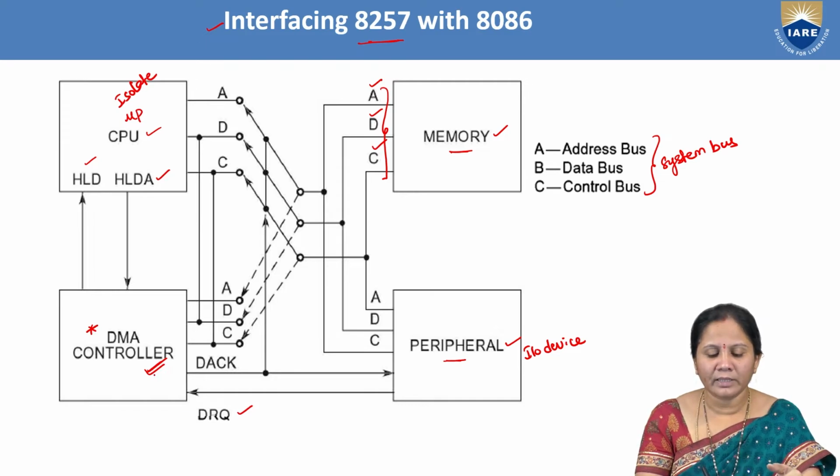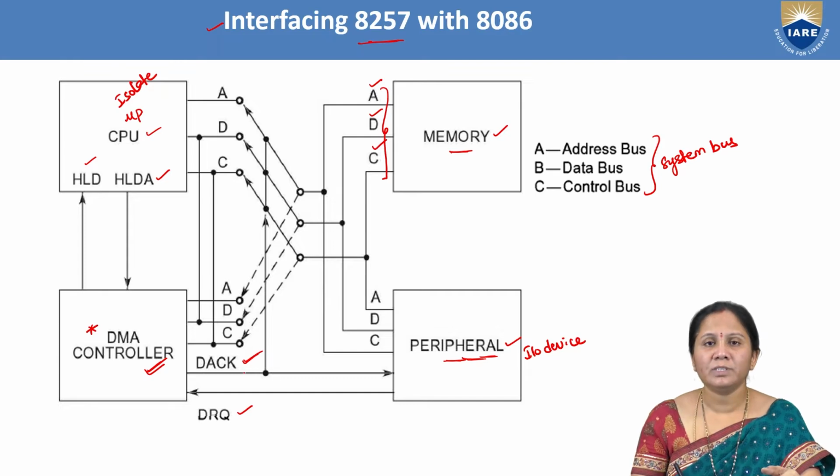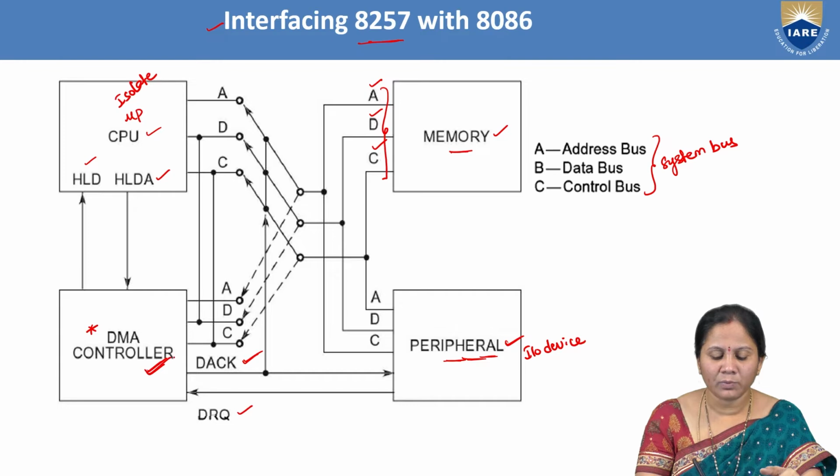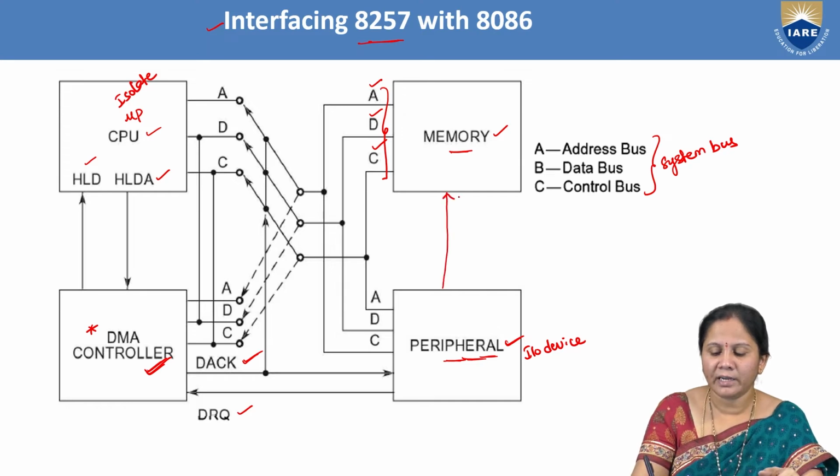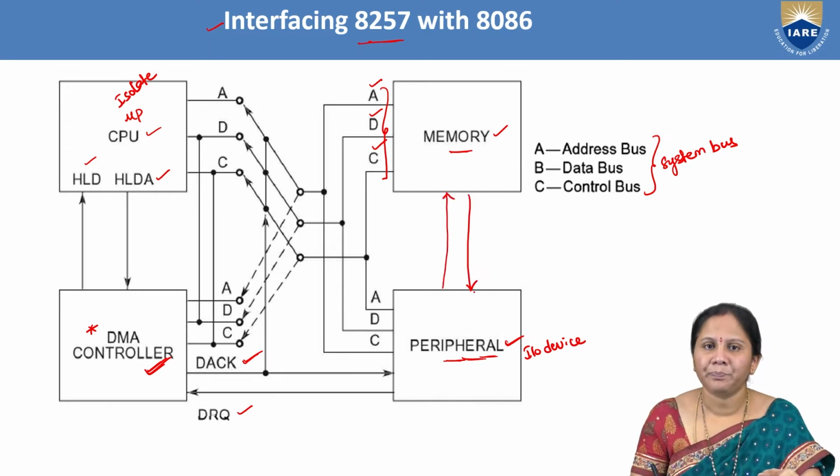After receiving the hold acknowledgement signal, this DMA controller is going to send the DMA acknowledgement signal to the peripheral devices. Once the peripheral devices receive this DMA acknowledgement signal, they will understand that the system bus has been released by the CPU and is now with the DMA controller. And now the data transfer can be performed between the peripheral devices and memory directly.